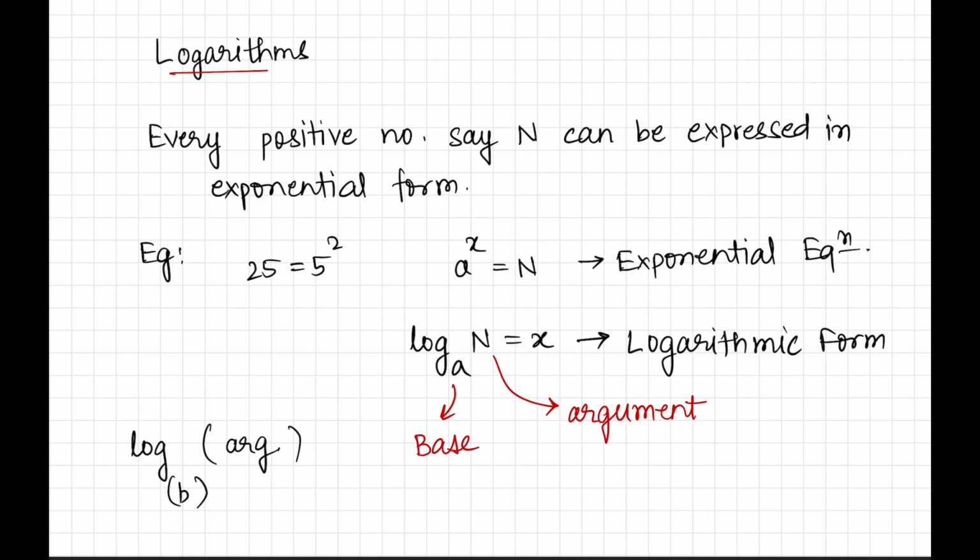Now, there is a relation between exponential form and logarithmic form, and we can convert one form to another. So let us try and understand how we convert exponential form to logarithmic form. So if suppose we have 5 squared is equal to 25, तो अगर हम इसको log की मदद से लिखना चाहेंगे तो we will write log 25 base 5 and this is equal to 2.